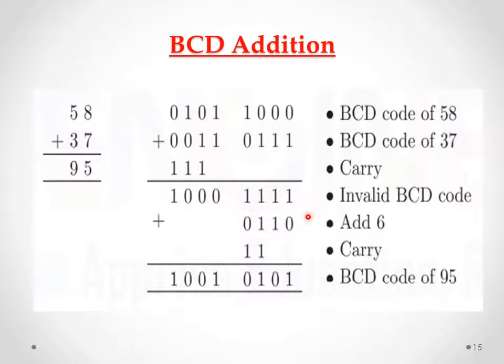We are adding 6 here, so 0 plus 1 is 1, 1 plus 1 is 0, remaining 1. So triple 1 is 1 1. So sum 1 and carry is added with this bit. So sum is 1 plus 1, again 0. Sum is 0. Carry is added to this bit, 1. And the remaining 3 bits are as they are, 1, 0, 0. So now both the digits are valid BCD. And the answer is 9 and 5. 9, 5.